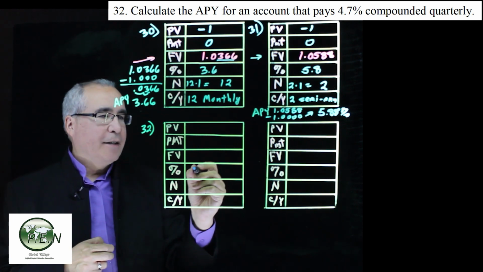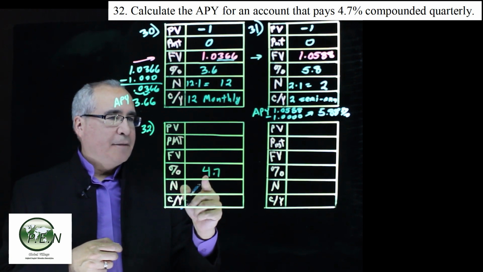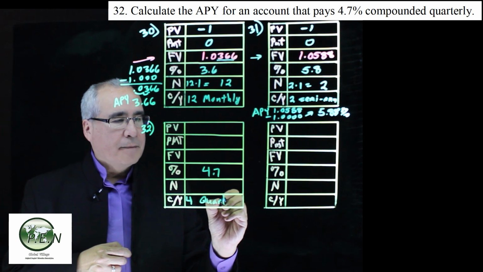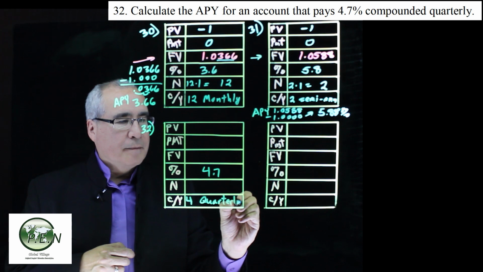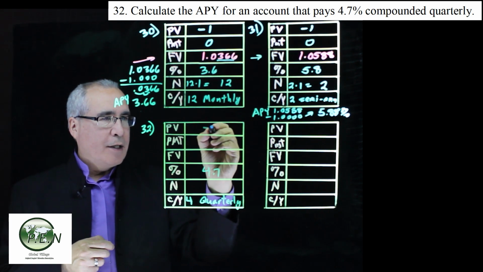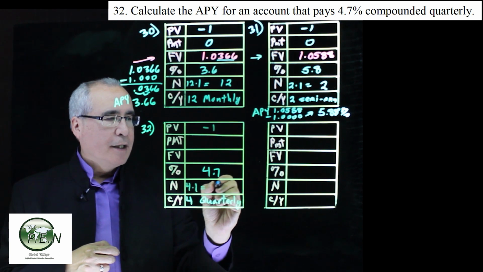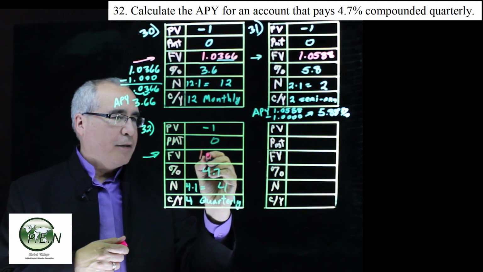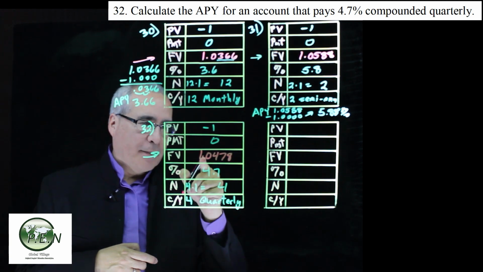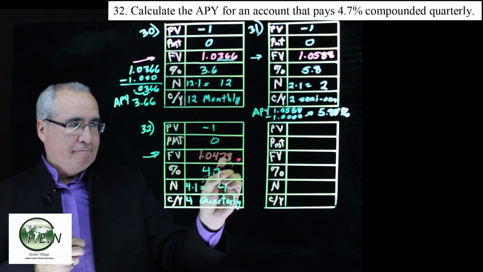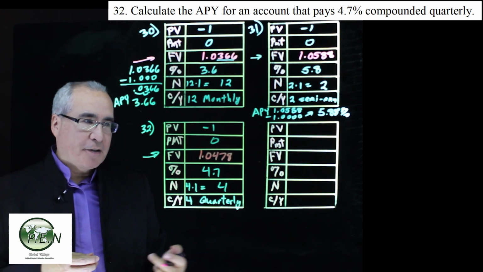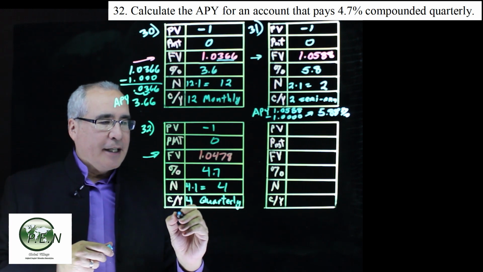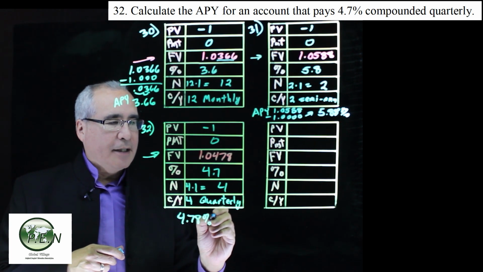32, calculate the APY per account that gets 4.7% compounded quarterly, so we write that in. We're going to do $1 for 1 year. So 4 times 1, 4 periods, no payments. Calculate the future value. We get 1.0478. 4.78%. We get an extra eighth of a hundredth of a percent by going quarterly. So we'll take the 1 minus that. We're going to get a 4.78% APY.